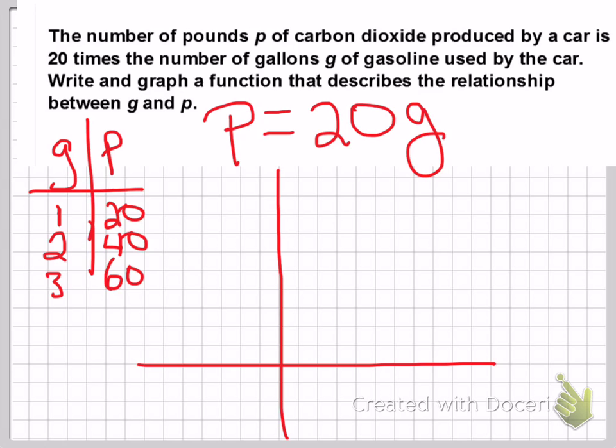So if I go over 1, I can go by tens. 10, 20, 30, 40, 50, 60. So go over 1 up to 20. Go over 2 up to 40, and go over 3 up to 60, so you can see my line.